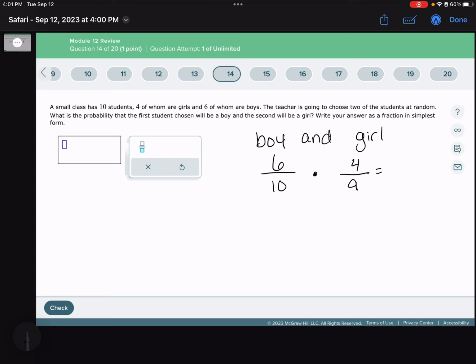So 6 times 4 is going to give me 24 over 90. Simplify that. You can use Desmos to do so. And you are going to get 4 out of 15.